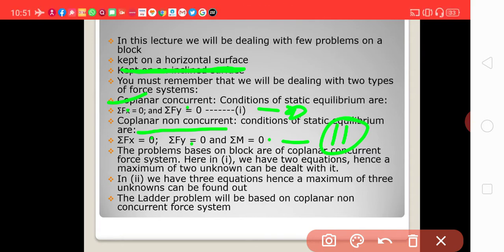The later problems will be based on the coplanar non-concurrent force system. These block problems are coplanar concurrent force systems. Then belt problems again will be coplanar concurrent force systems. Then wedge problems we will be dealing with separately.